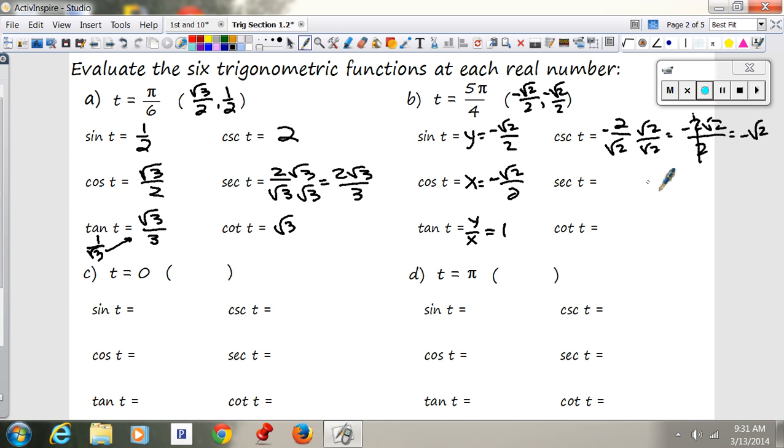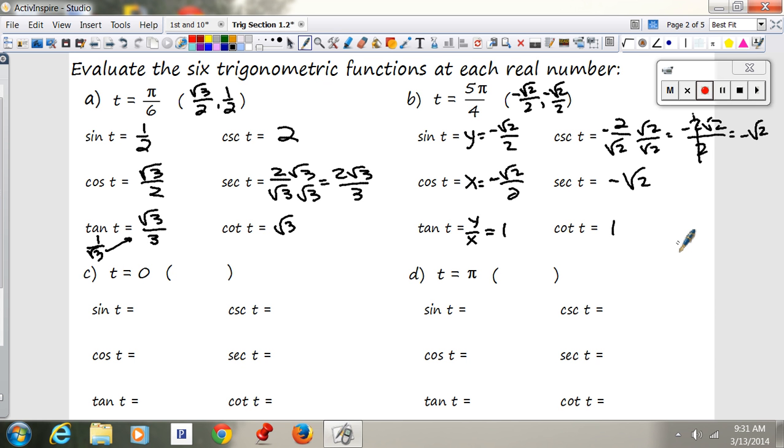Do I need to do all that work again for secant? No, because it's the exact same thing. Sine and cosine were the same, so it's going to be negative radical 2. What's cotangent? Still 1. You're right. When you flip 1 around, you're going to still get a 1. The reciprocal of 1 is 1.